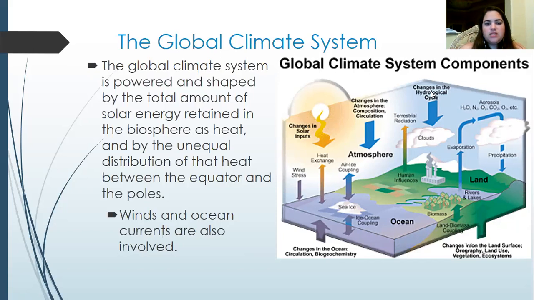All right, so winds and ocean currents are also involved in this global climate system. We're talking about the energy from the sun reaching the Earth's atmosphere, trapping this energy as heat, and then the wind and the ocean currents are then created because of this entrapment of heat, and the entire system is the global climate system.